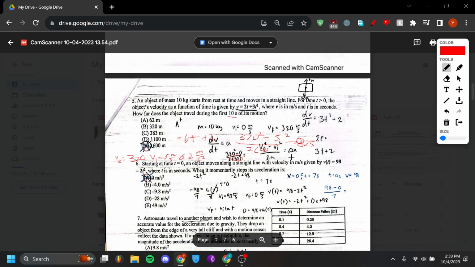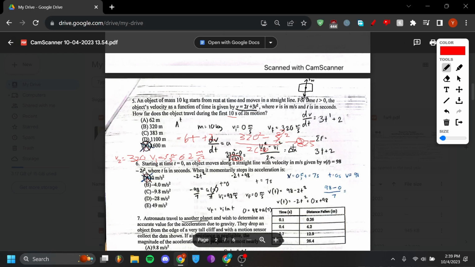And so that's 825. I guess you could use the t equals 0 here. So if you just do that quickly, we'll just substitute in a 0 here. So it'll just be 320 squared over 2 times 62. And you get the same thing.